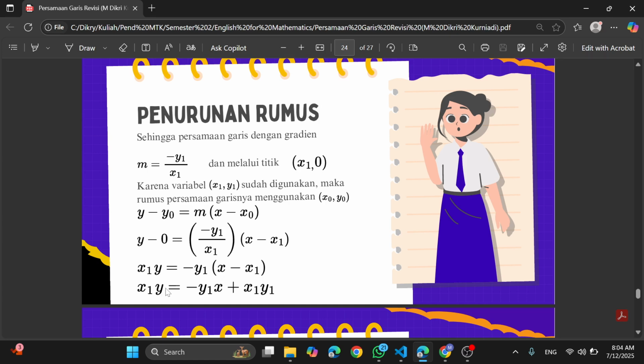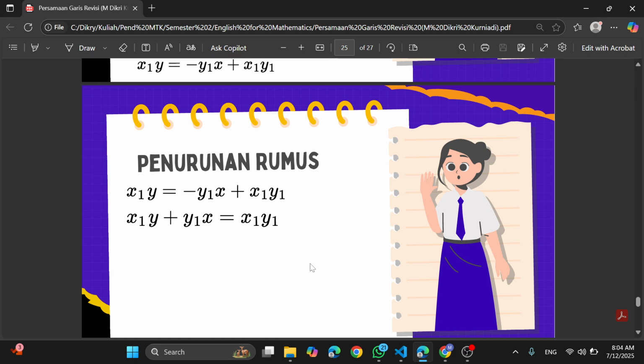x1 times y equal to minus y1 times x plus x1 times y1. So the formula is x1 times y equal to negative y1 times x plus x1 times y1. So the result of this derivation is x1 times y plus y1 times x equal to x1 times y1.